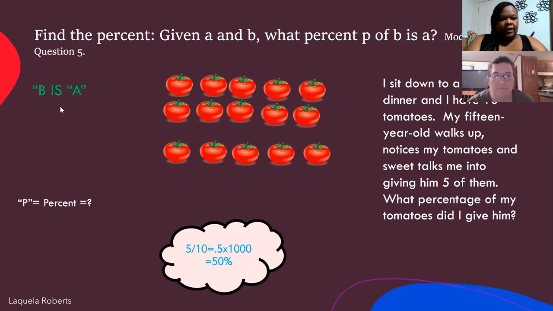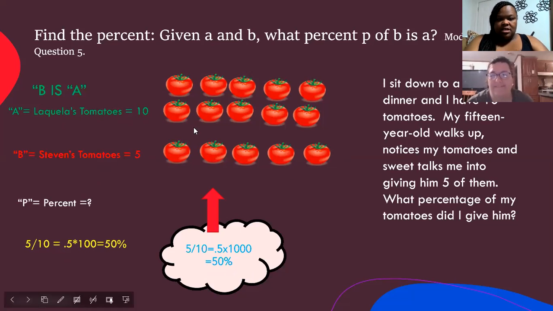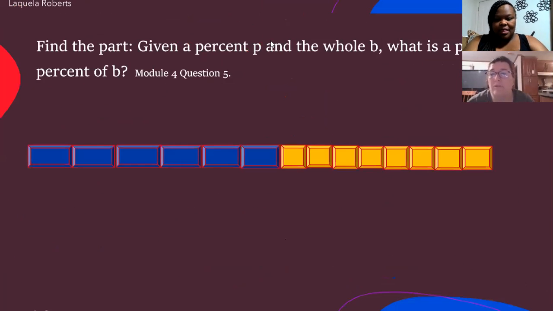Well, right here, as you see, B is A, so A equals Laquela's tomatoes, which is 10, as you see. Stephen's tomatoes is 5, right here. So you do 5 over 10 equals 0.5 times 100, and that gives us 50%, okay? So we have our 10 here, and his 5. So that's how we got the 50. You tell him to quit being rude and taking your 5 tomatoes.